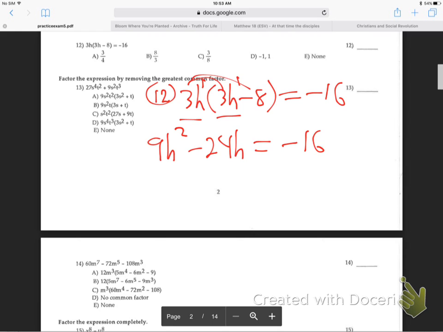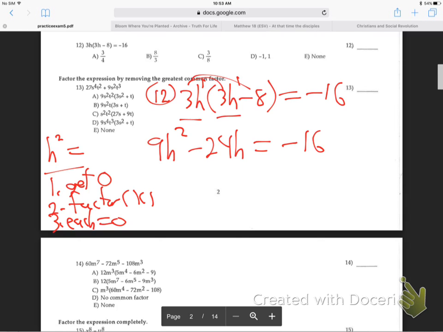So I just distributed. Now, when you see h squared or x squared or whatever with an equal sign, what's step number 1? Get a 0. Step 2, factor with the parentheses. Step 3, each one gets their own 0. Remember those 3 steps? You put those on your 3x5 card, be good to have. Whenever you see x squared or any letter squared with an equal sign, get a 0, factor, each one gets their own 0. That's what I basically did in the last problems, except they already gave me the 0.